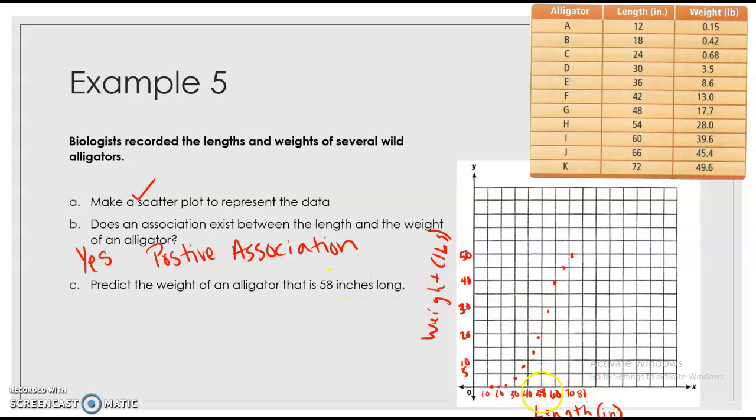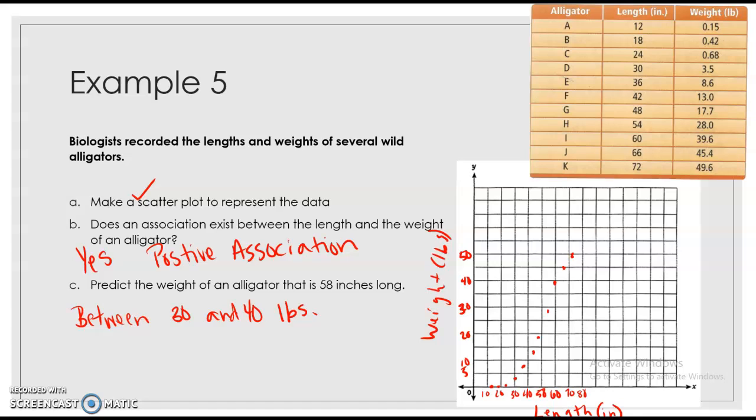All right, so now it's saying, predict the weight of an alligator that is 58 inches long. So what I'm going to do is, here's 50, there's 60. I'm going to go about 58 in here. And I would say we're going to be somewhere in here between 30 and 40. So that's what I'm going to put for my prediction, between 30 and 40 pounds. That would be my estimation, my prediction as to how much a 58-inch long alligator would weigh.